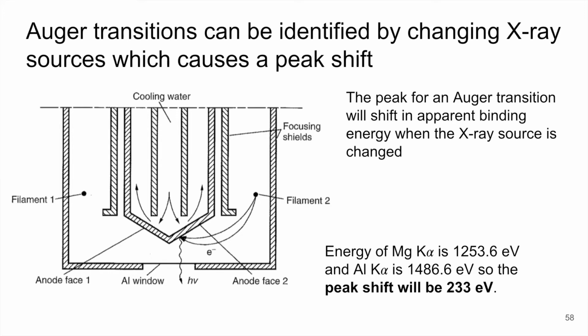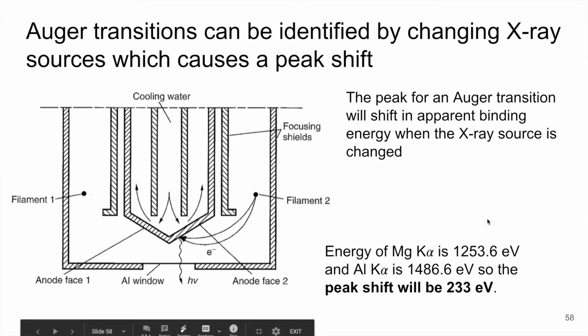However, there's a way that we can identify these. If we're not sure if it's an Auger peak or not, we can actually change the X-ray source, right? So we had these X-ray guns that had the option to switch. A switch in the X-ray source will cause a shift in the Auger peak that we have, because we're looking at apparent binding energy, and that changes with energy.